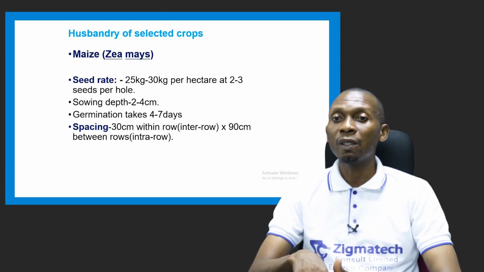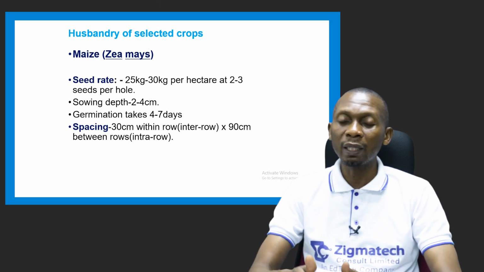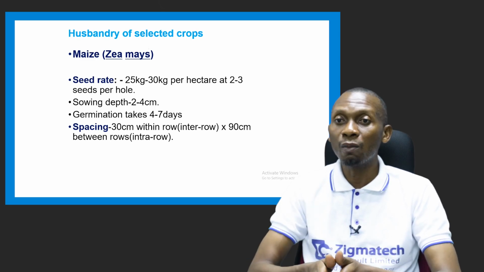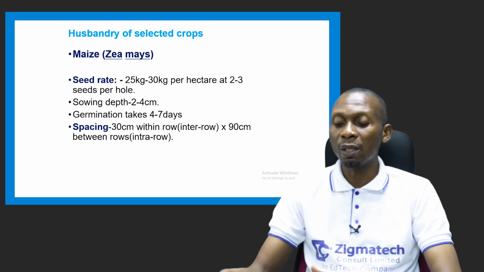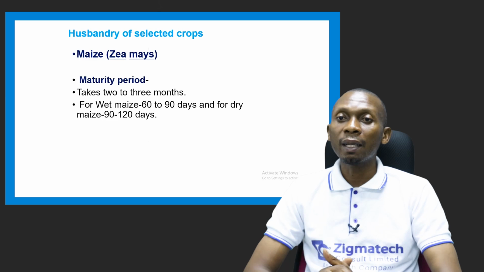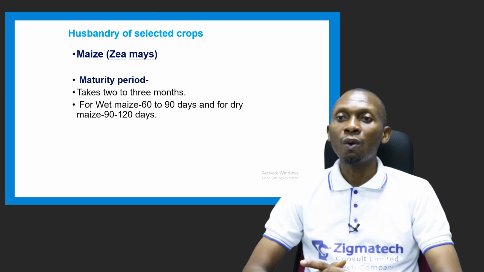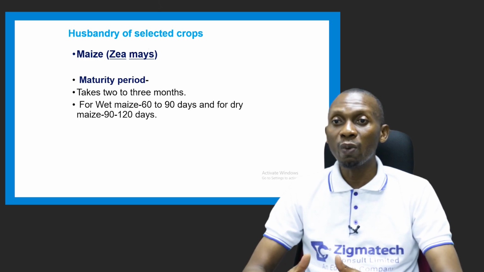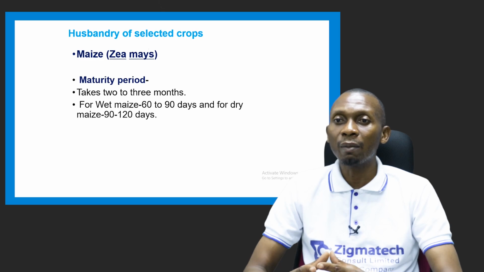Germination takes about 4 to 7 days, and the spacing between one sowing point and another sowing point, which is one plant stand to another plant stand on the same row, is 30 centimeters, while between rows is 90 centimeters. For the maturity period, it takes about 2 to 3 months for maize to mature. And we also have what is the wet maize and the dry maize. So the wet maize is when you have the maize still having some moisture content, not totally dry. It takes about 60 to 90 days.